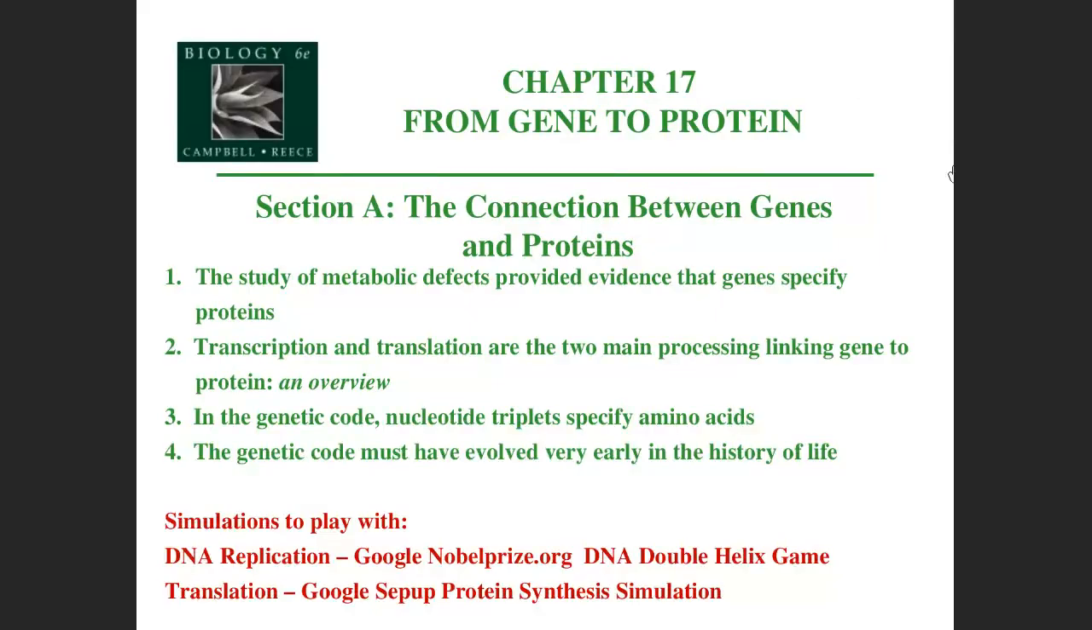So today and tomorrow we're going to be talking about transcription and translation. Yesterday we learned about DNA replication, so how cells replicate their DNA, and today we're going to start learning about how cells transcribe that DNA and then translate the message into a protein. So we're going to see how the information that's stored in DNA is actually used.